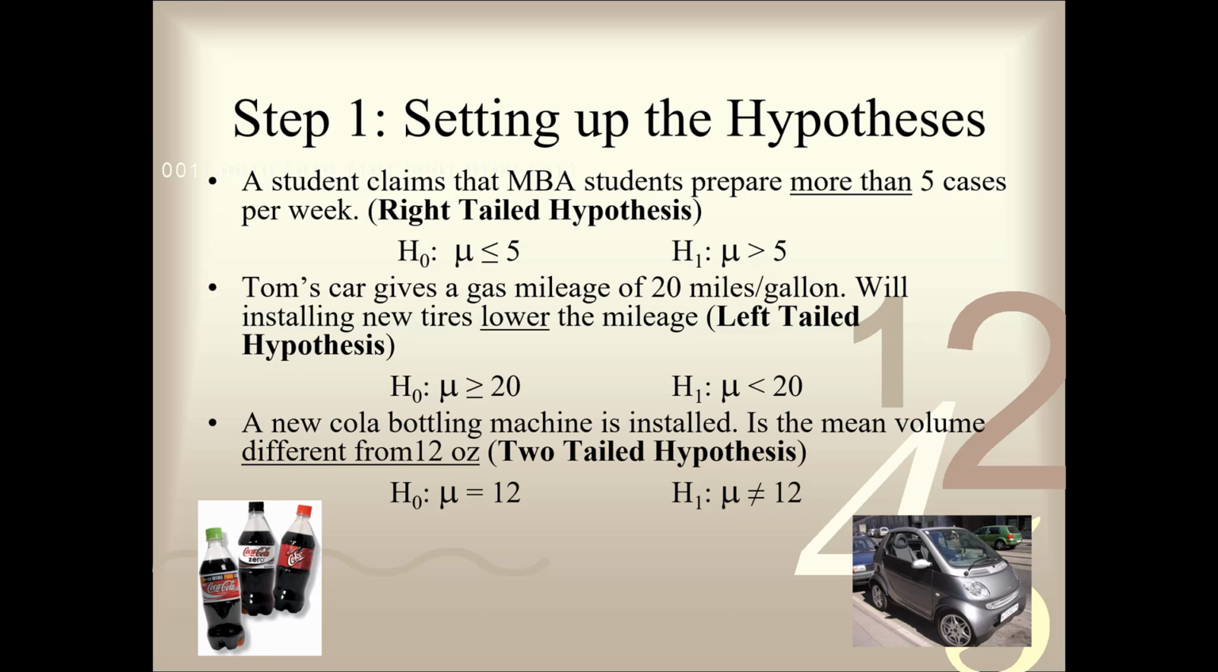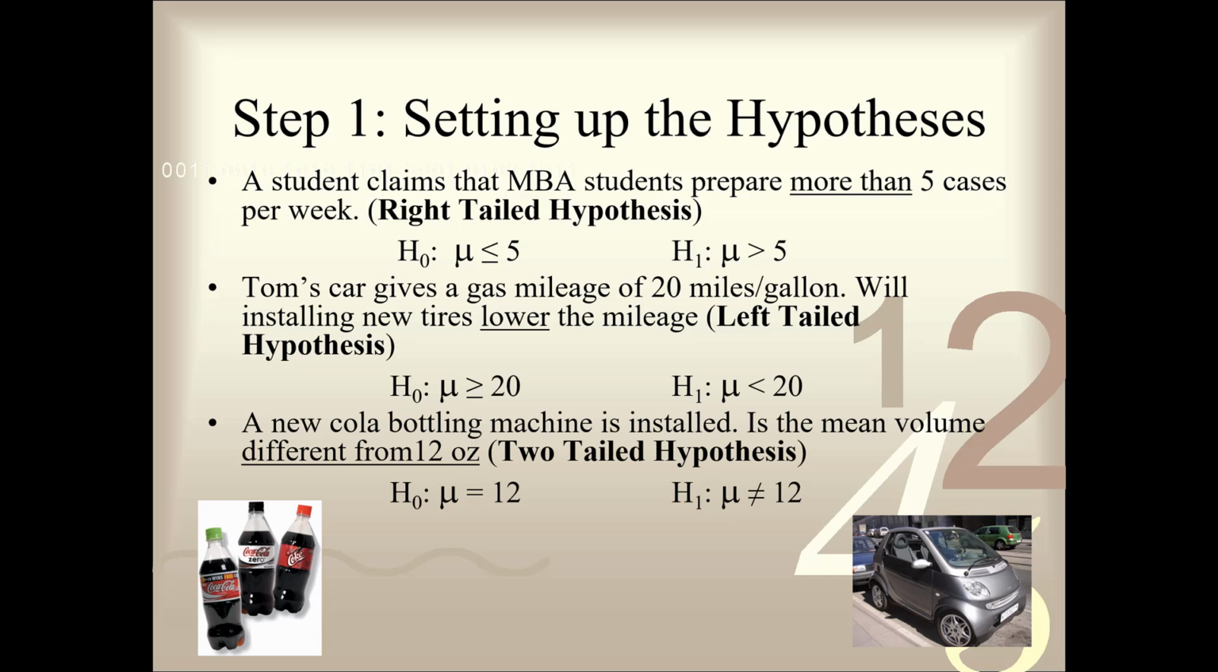And then a new cola bottling machine is installed. Is the mean volume different from 12 ounces? So here's an example where I'm not trying to say it's more, I'm not trying to say it's less. So my claim is that it's different from, which is the same as not equal to. If it just says something like that, different from, then you want the not equal to sign in your alternate hypothesis. Notice I still have the population symbols.